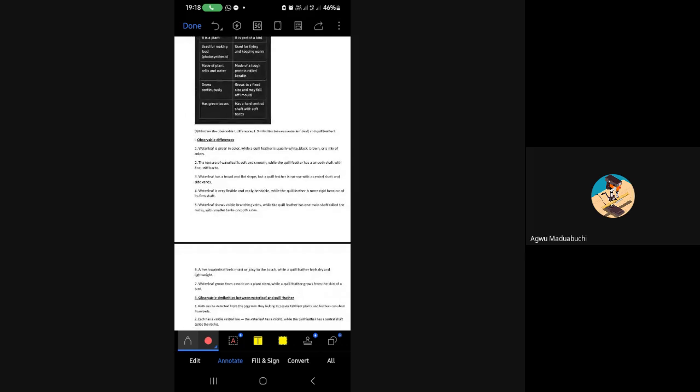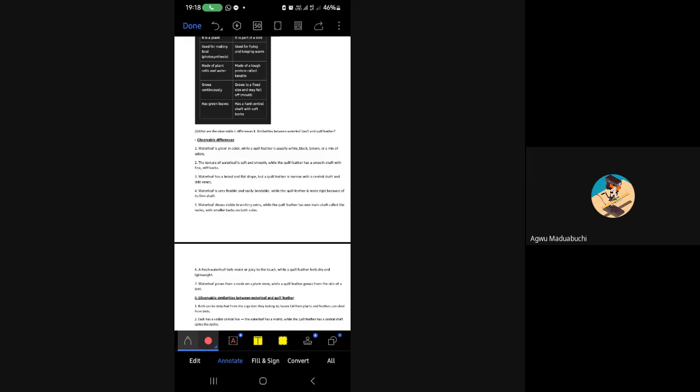Compared to quill feather, it also has smooth shafts. It has fine but stiff barbs. The barbs are stiff, unlike the water leaf that is flexible. Okay. Then water leaf has a broad and flat shape.